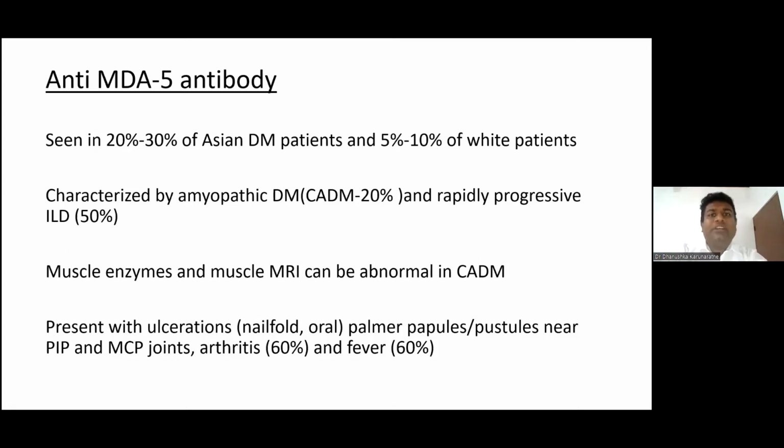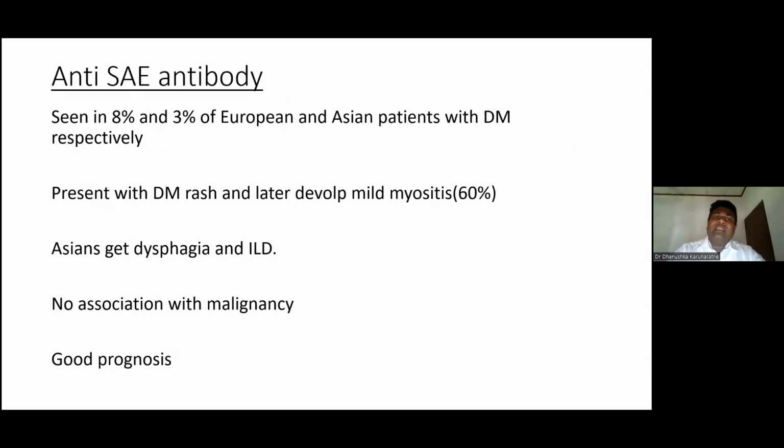So it is important, if you see the dermatological features of DM, or dermatomyositis, to do the aldolase and muscle MRI to identify the subclinical form of myositis. And then the final antibody related to dermatomyositis is the anti-SAE antibody, which is more common among Europeans, but among Asians it gives rather severe disease involving the bulbar muscles and lung, as opposed to whites.